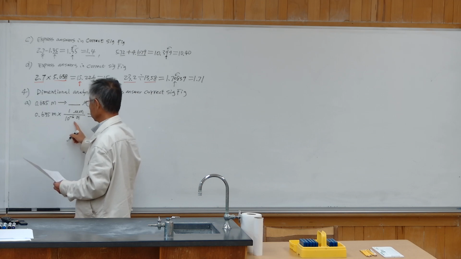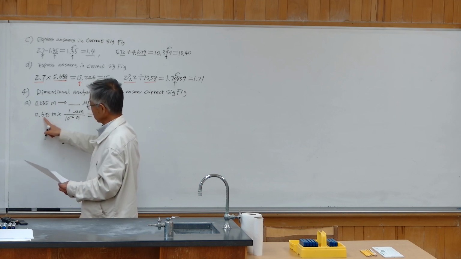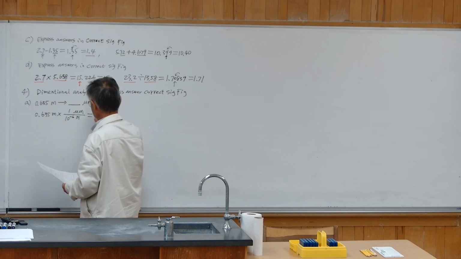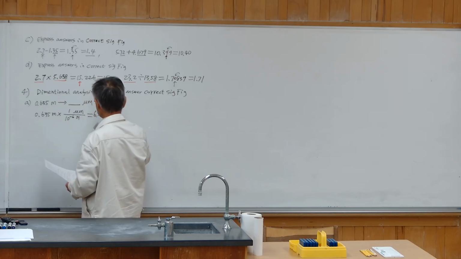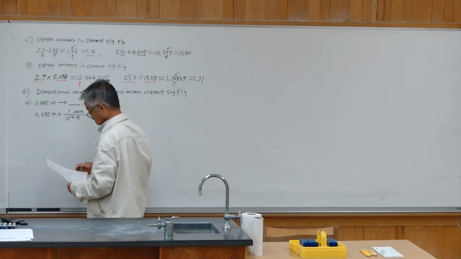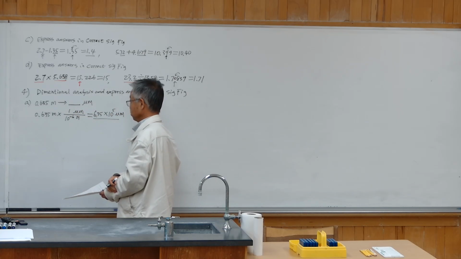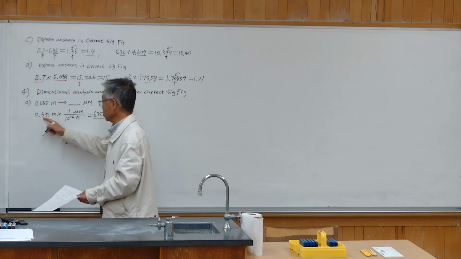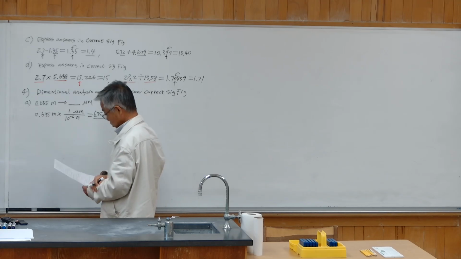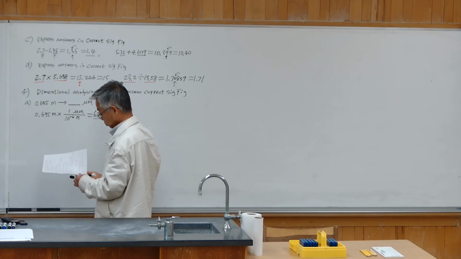Since this number is less than 10, we need to move 1 decimal place. So 6.31, then reduce the exponent by 1. 10 to the 6 becomes 10 to the 5th. So this is our final answer. The initial number has 3 significant figures, and the answer still has 3 significant figures.